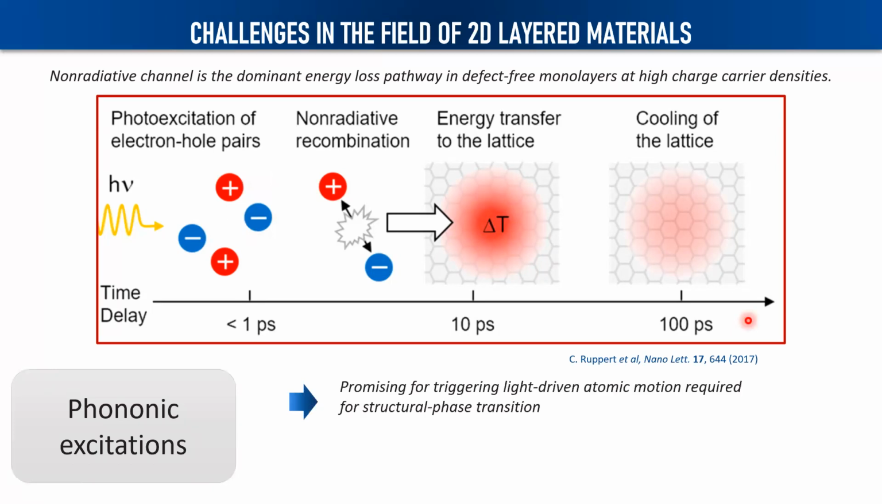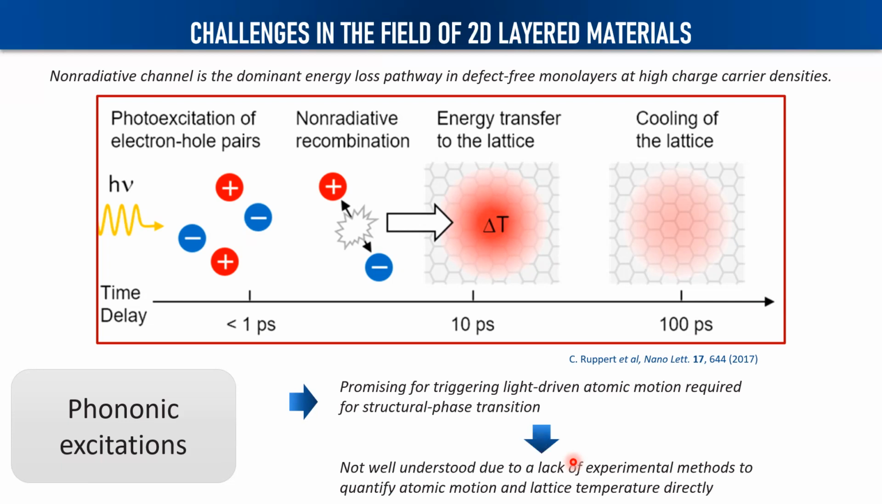What we were interested in was whether we can utilize these phononic excitations, or this local temperature increase in the lattice, for triggering light driven atomic motion, which can give rise to structural phase transition. So this is another pathway by which we wanted to study structural phase transition. These were not very well understood because we didn't have experimental techniques which can directly quantify the atomic motion and lattice temperature.